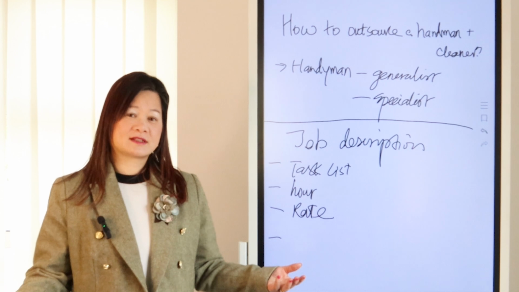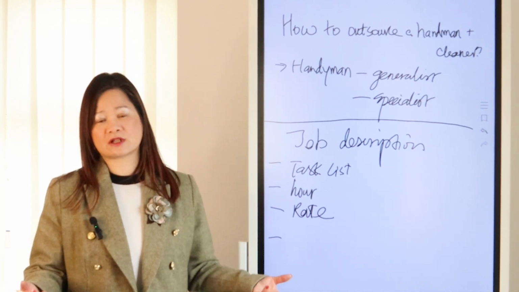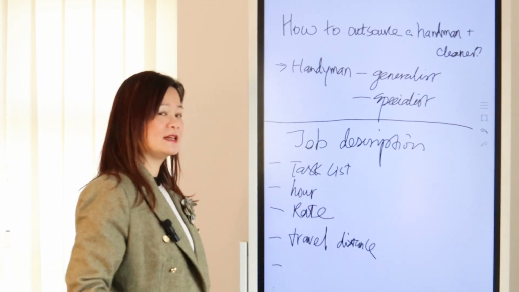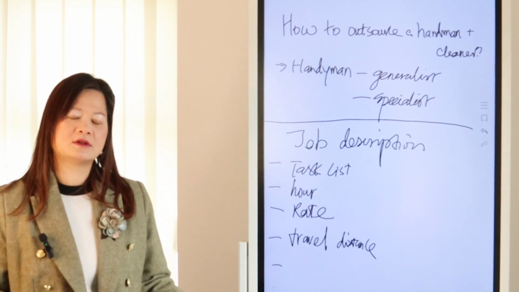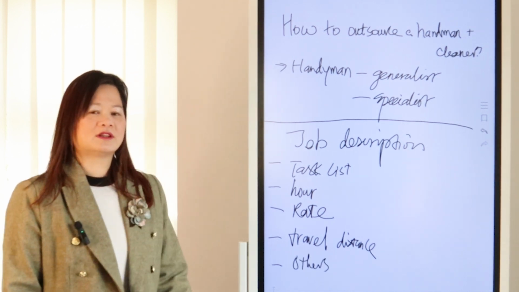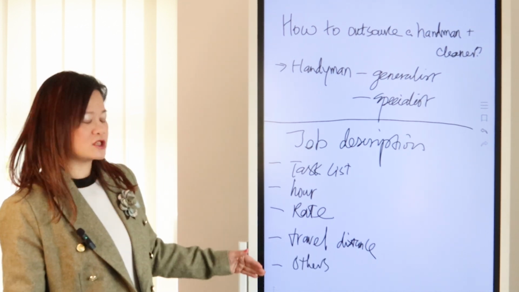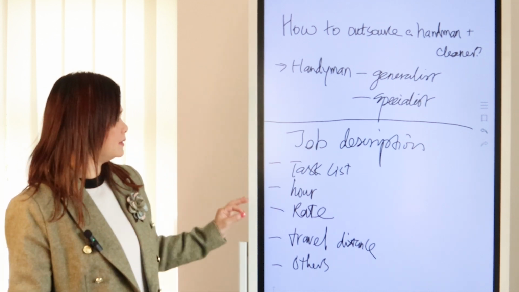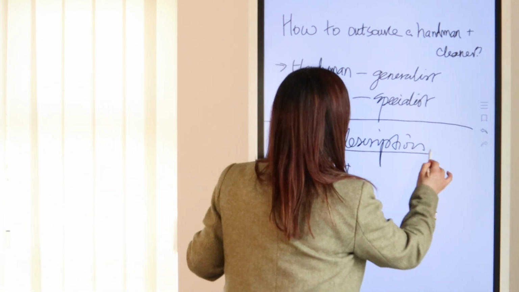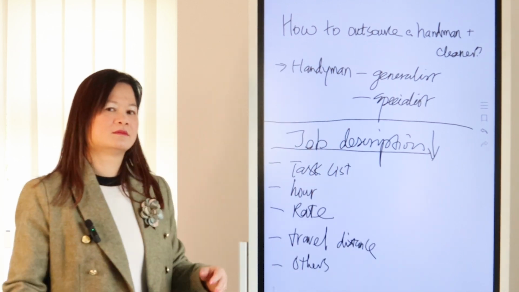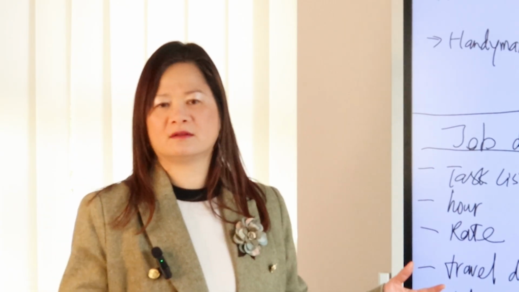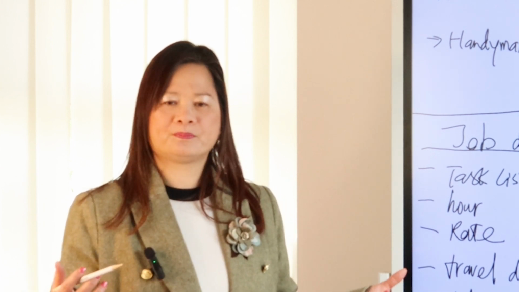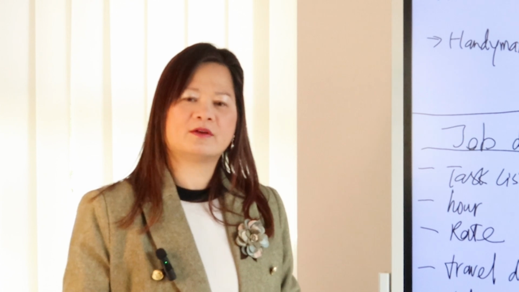And where do you want them to work? Do they need to have their own transport, vehicle, whatever? So travel. And do they need to have their own tools and their own insurance, or are you providing them? Now that will form the description of the job in the advert, which then means you can take this and post it to Facebook, LinkedIn, job adverts, any kind of job groups, community groups, wherever you find them.